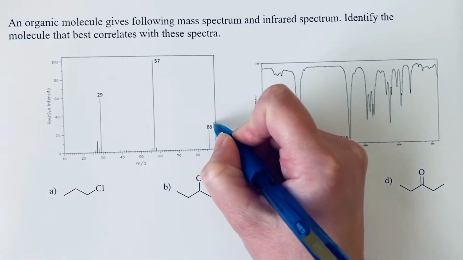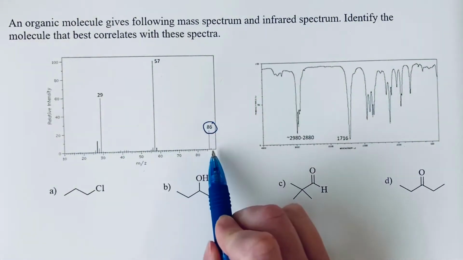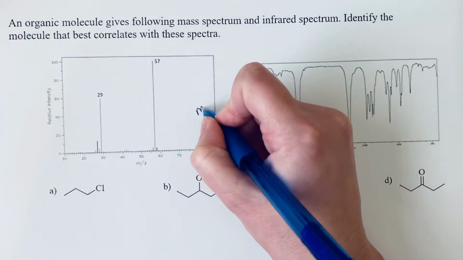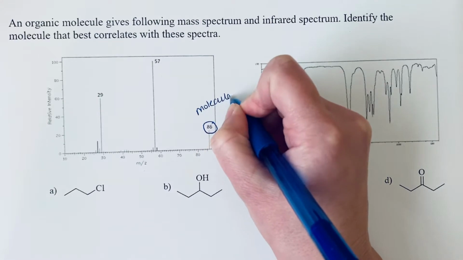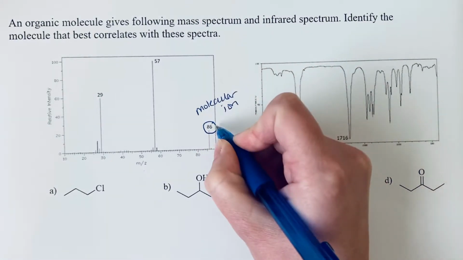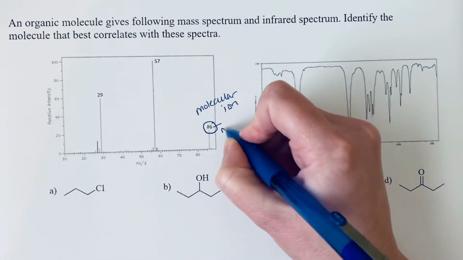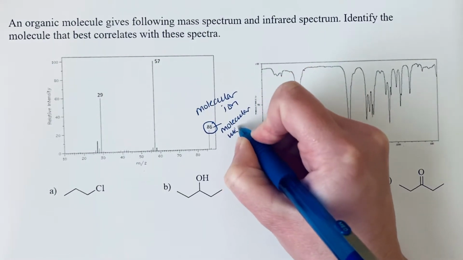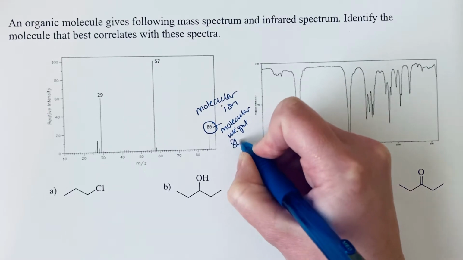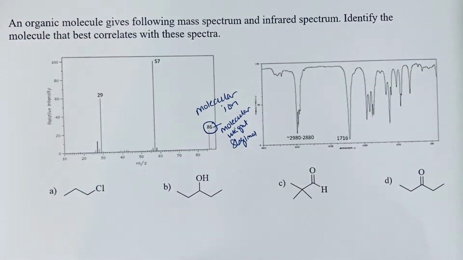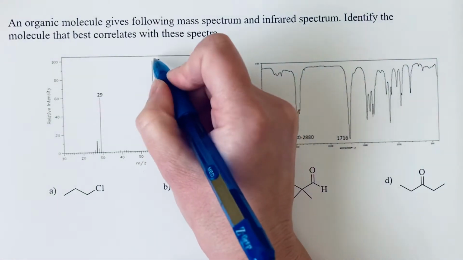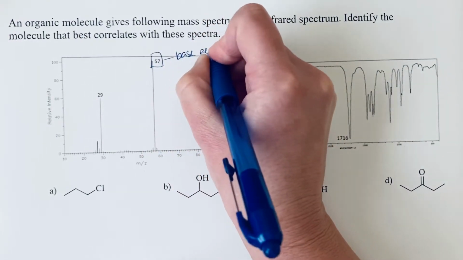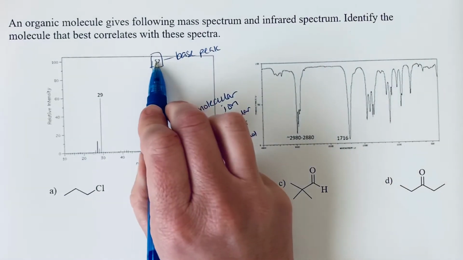I want to recognize that this highest value, even-numbered peak in the mass spectrum is most likely the molecular ion. What that tells us is that the molecular weight of this compound is 86, so 86 grams per mole. And what we see here at 57, this is the base peak. We know that because it's the tallest peak.